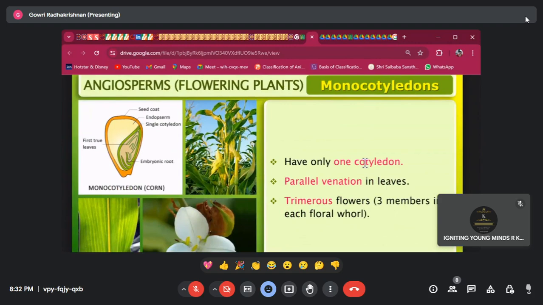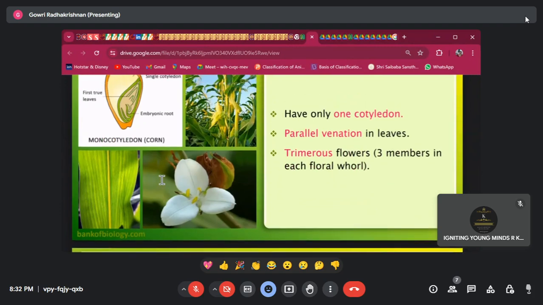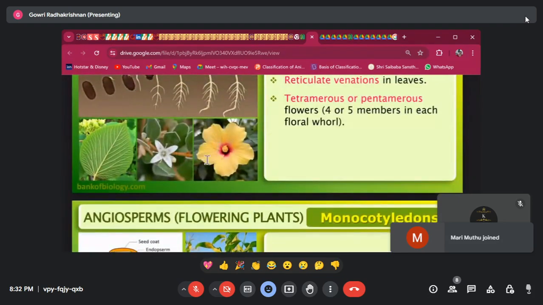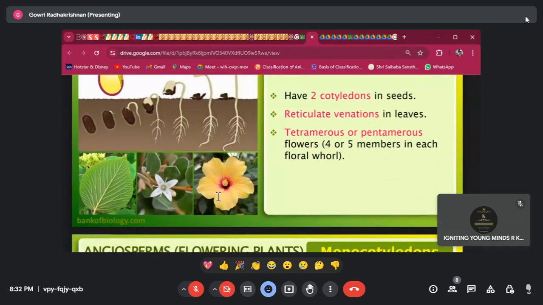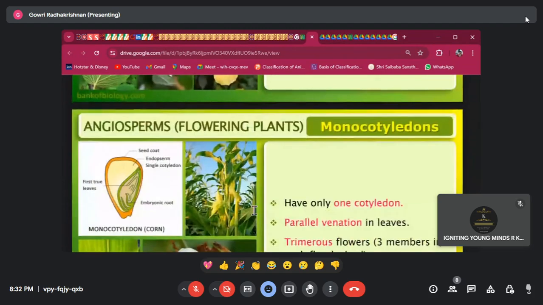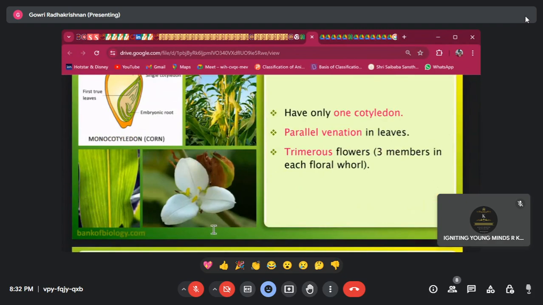Monocotyledons, he has given an example of corn, have only one cotyledon and parallel venation in leaves. Trimerous flowers, that is 3 members in each floral whorl. You can see here the dicotyledonous flower, that is hibiscus and such things. It is tetramerous or pentamerous. Now in the monocotyledon you can see trimerous, 3 petals.